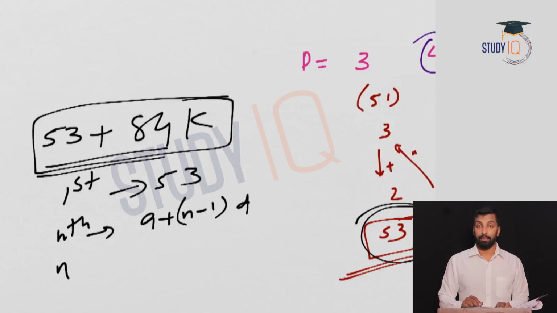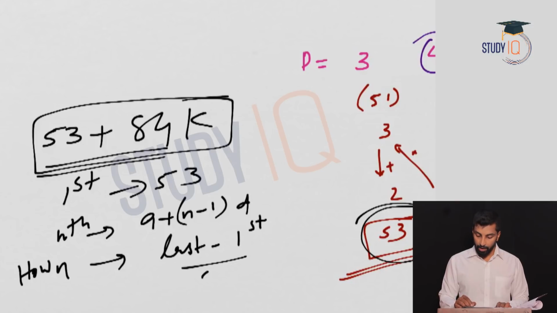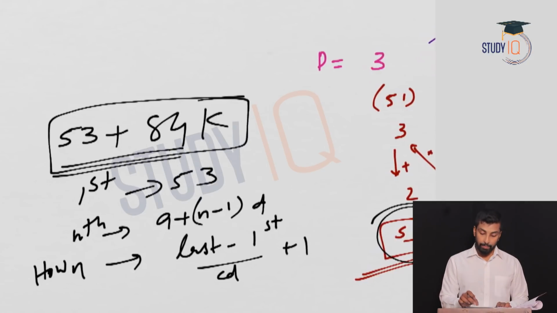How many terms are there? The answer is last term minus first term divided by common difference, plus 1. Last term, how will you find? We have already discussed it. Same method. Then they can ask you based on the constant remainder theorem, right?